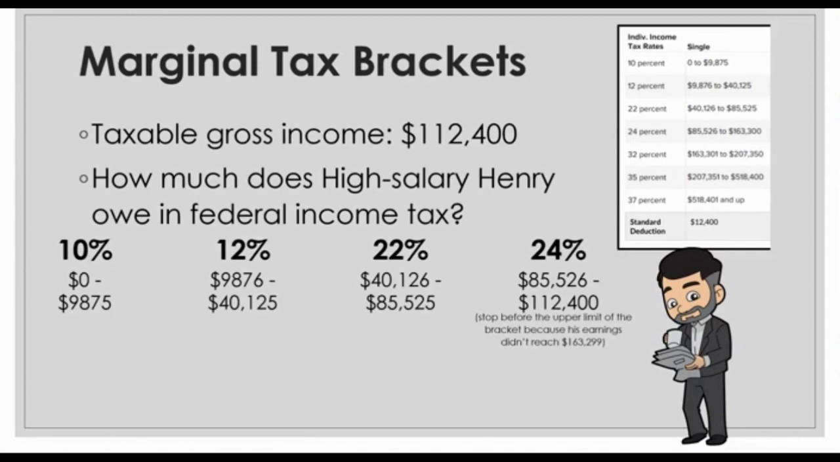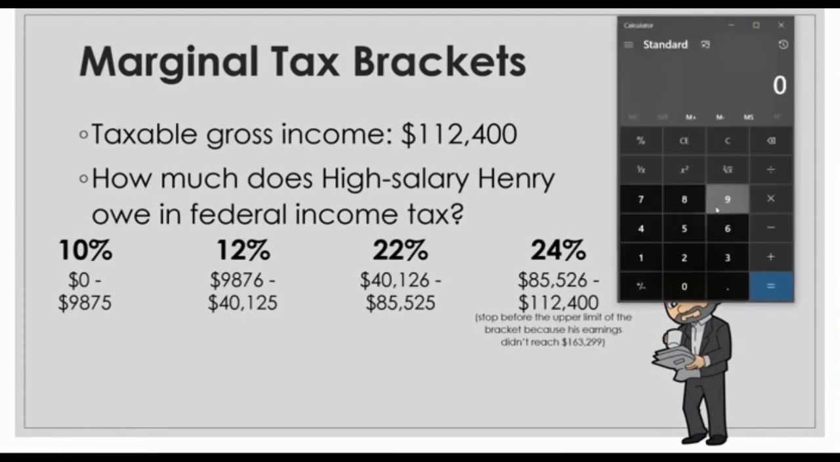Now, one really important note is that these are not subtractions, they're ranges. So when I need to calculate how much money is in this range, I can't simply subtract those two numbers together. Let me pull up the calculator and show you. If I went 40,125 minus 9,876, that's $30,249. But that's actually incorrect. What I need to do is take the maximum dollar here and subtract out the maximum of the previous range. So 40,125 minus 9,875.